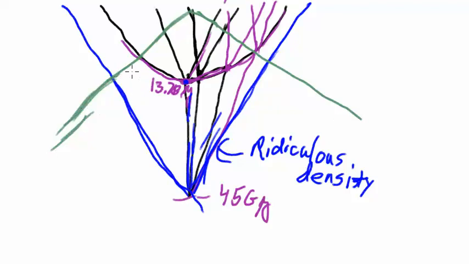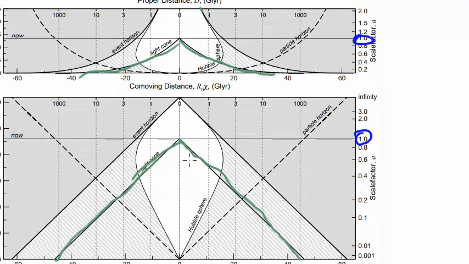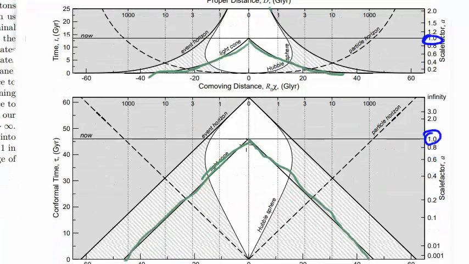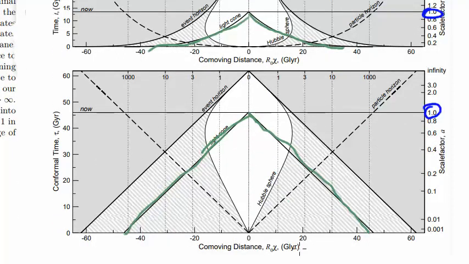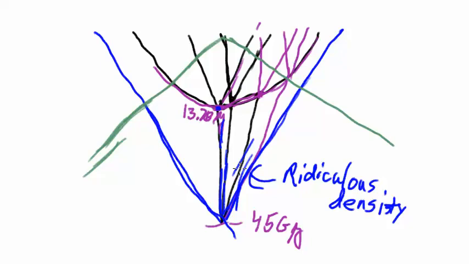It actually, in every one of these versions, the past light cone actually comes back to the point zero. Well, no, this one doesn't. No, this one doesn't either. In any case, this has the proper distance. These two both have comoving distance as their axis and conformal time here. I'm just going to use time. I'm not going to bother with conformal time. There isn't a distinction between time and conformal time.